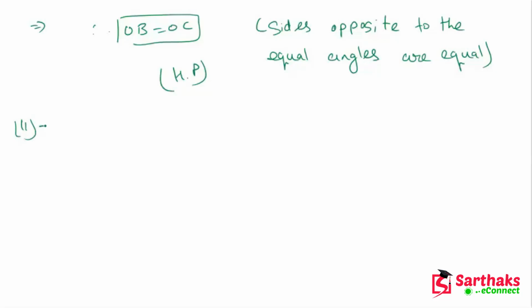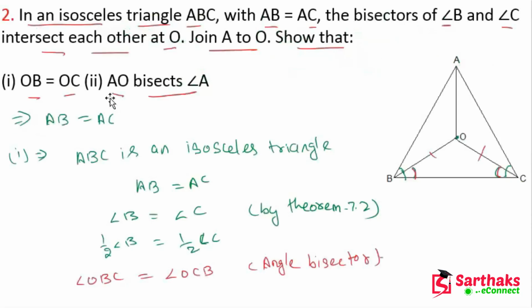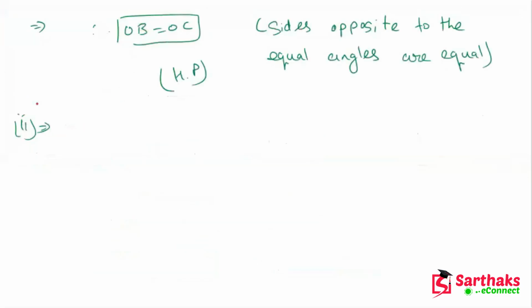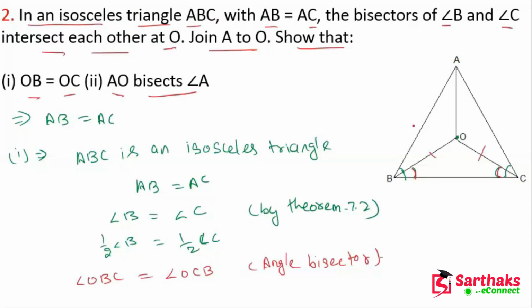Now let's talk about the second part. The second part says that AO bisects angle A. Now we are taking two triangles, triangle AOB and triangle AOC. If we prove that these two triangles are congruent, then we can prove that this angle is equal to this angle, and if these two angles are equal, then we can say that AO is the bisector of angle A. Got it, my dear friends?